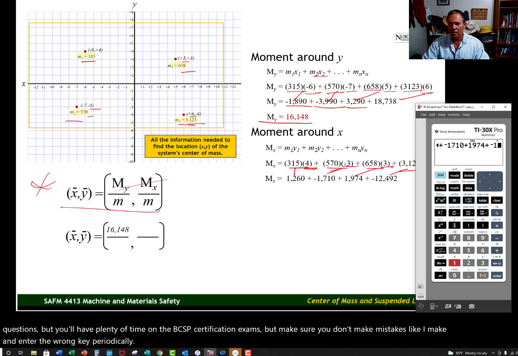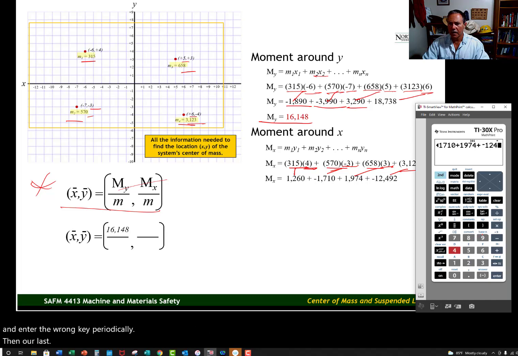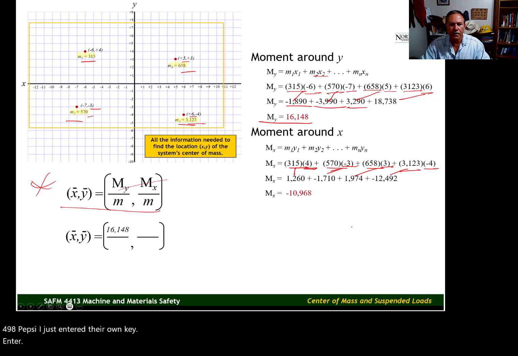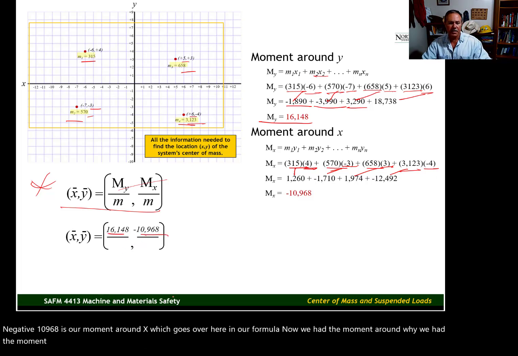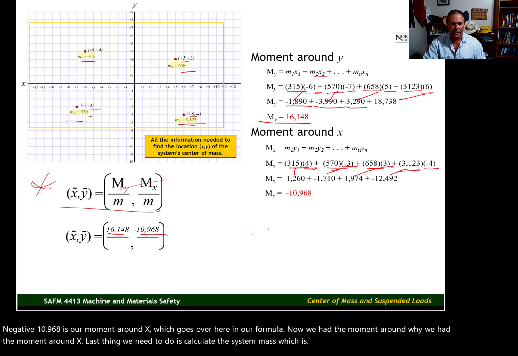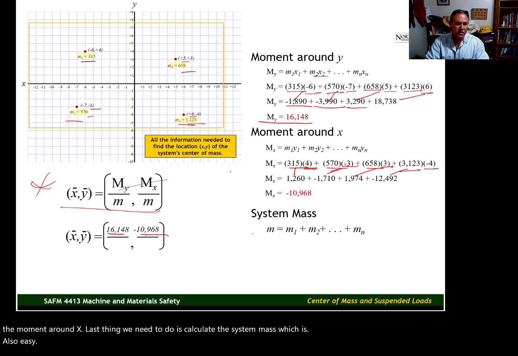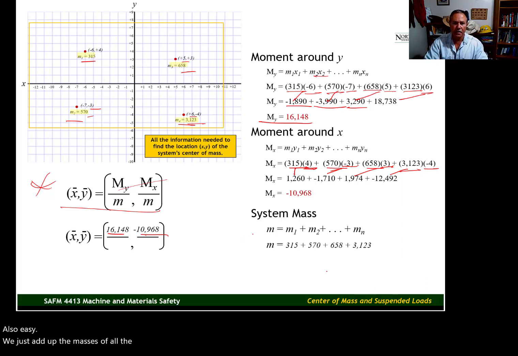Then our last component, -12,492. Oops, see, I just entered the wrong key. Enter. -10,968 is our moment around x, which goes over here in our formula. Now we have the moment around y, we have the moment around x. Last thing we need to do is calculate the system mass, which is also easy. We just add up the masses of all the components.